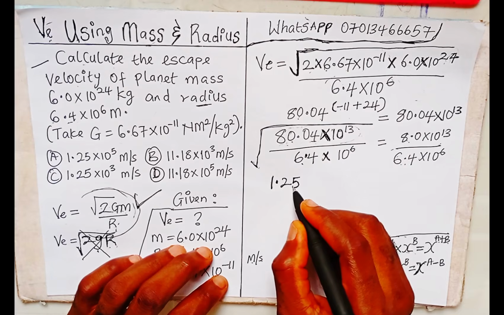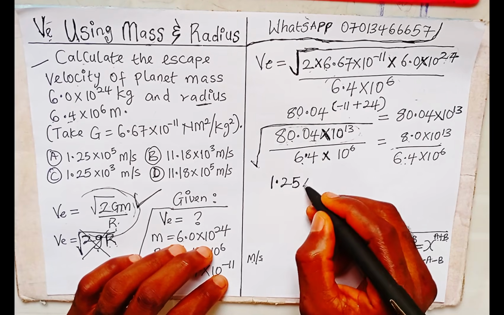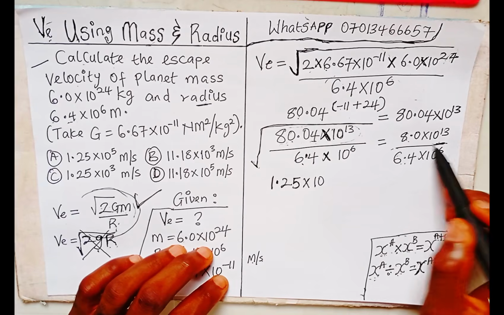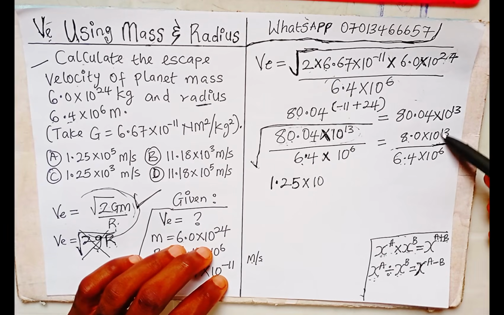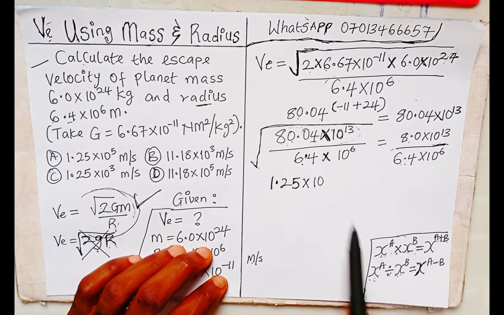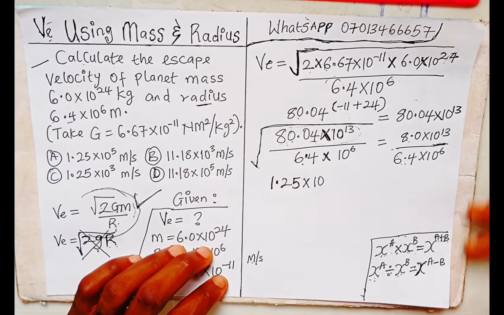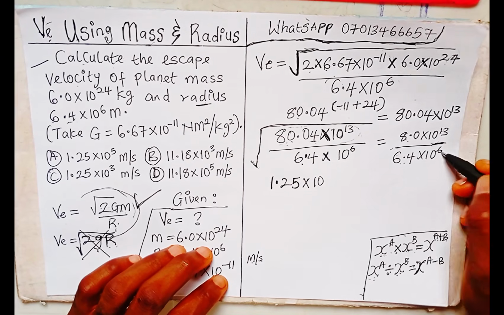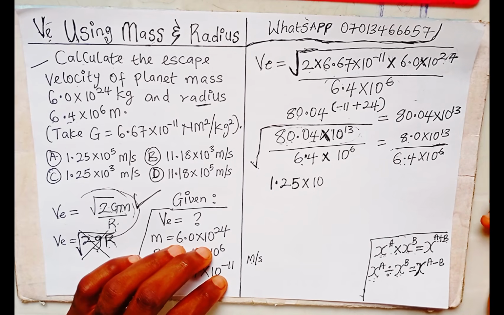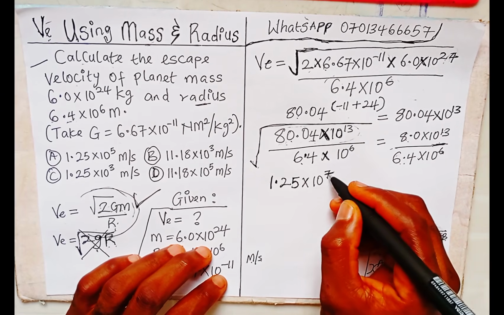You are going to get 1.25 times 10 raised to power what? Since we have division here, remember what we do to the indices. In standard form, according to this law, since we have division in between, we subtract the indices. It is now 13 minus 6, which gives us 7. Raised to power 7.